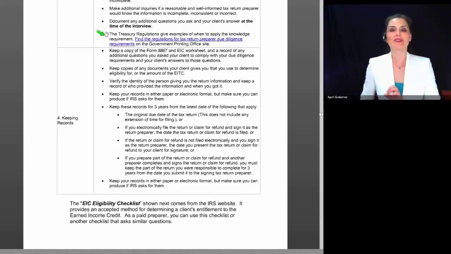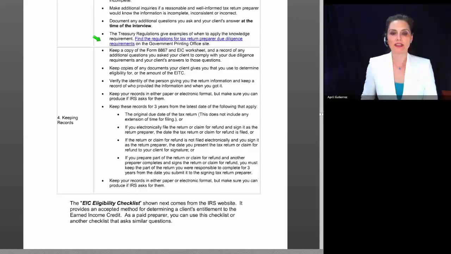All right, the Treasury regulations do give examples of when to apply the knowledge requirement, and if you click on the link in your manual, it will take you to a PDF copy of some illustrations and examples IRS has of the types of documentation you should keep and the types of questions you should be asking.